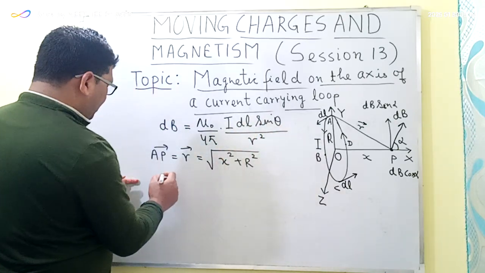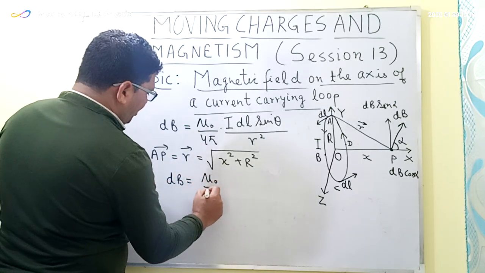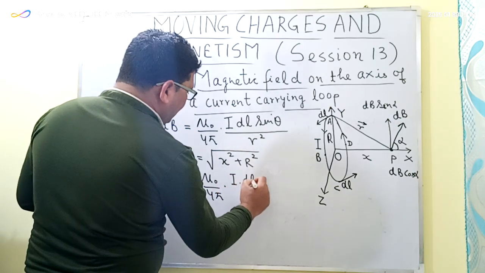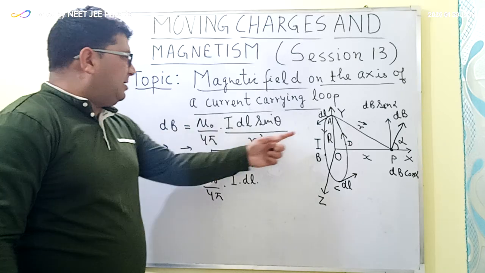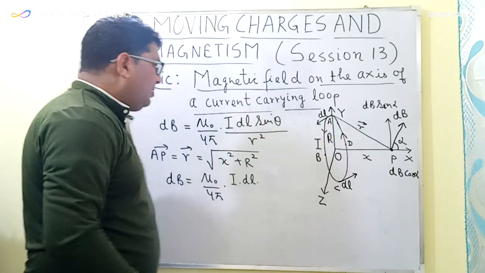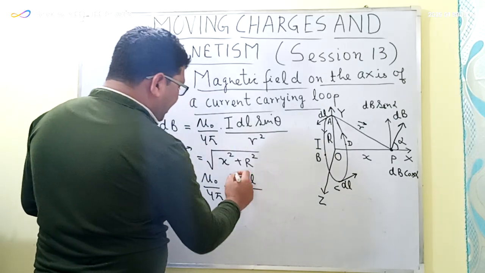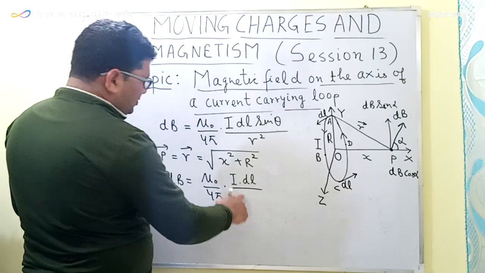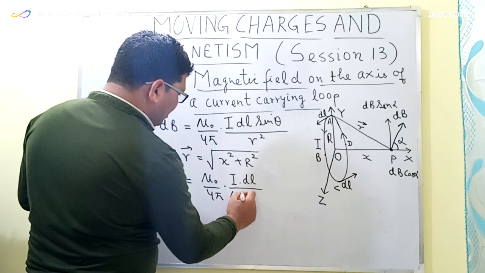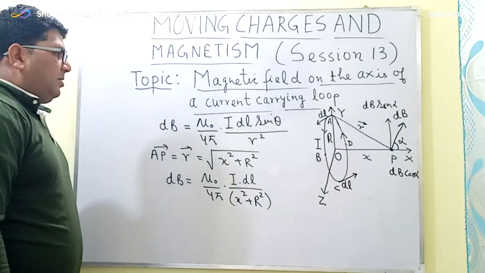So from this equation, I will get the value of dB as mu naught upon 4 pi into I dl. Now here, theta is the angle between the conducting element and this displacement vector, which is equal to 90 degrees. So sine 90 will be equal to 1. So I will be getting I dl upon r square. Now r is equal to under root of x square plus R square, so r square is equal to x square plus R square.